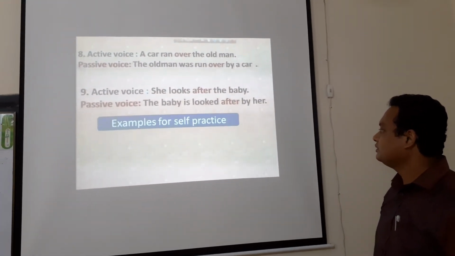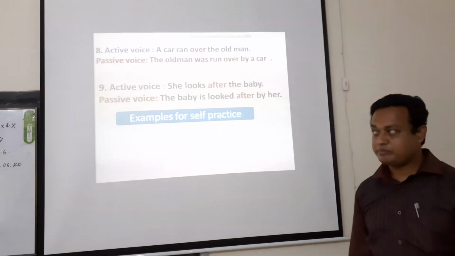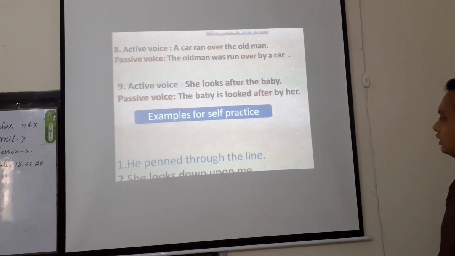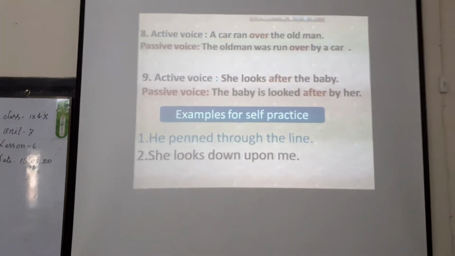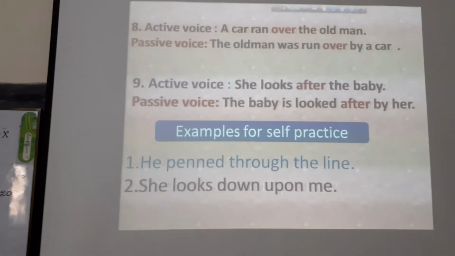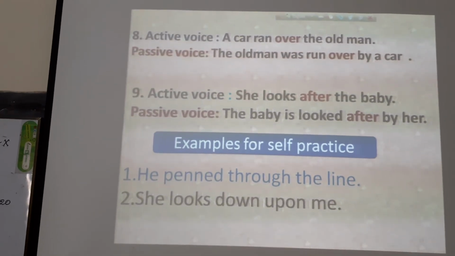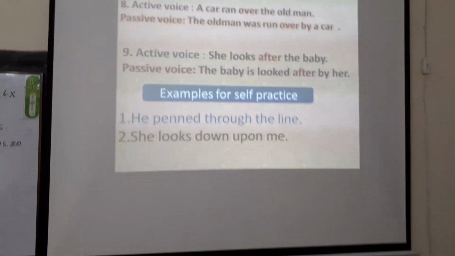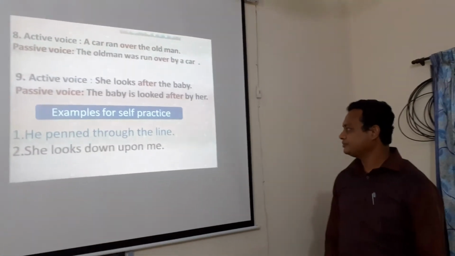Here are some examples for self-practice based on the same rule. He went through the line. She looks down upon me. Please write down those examples.